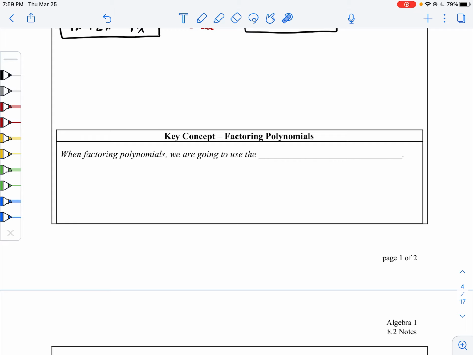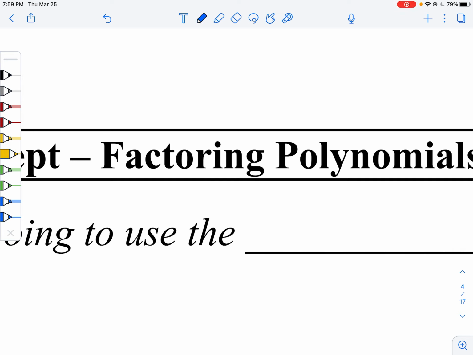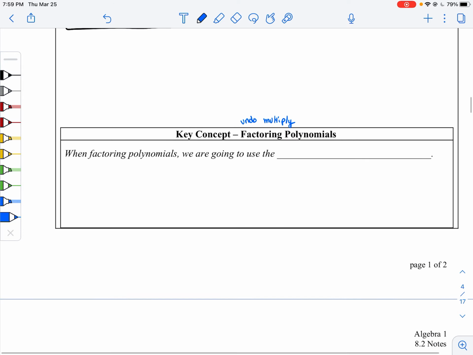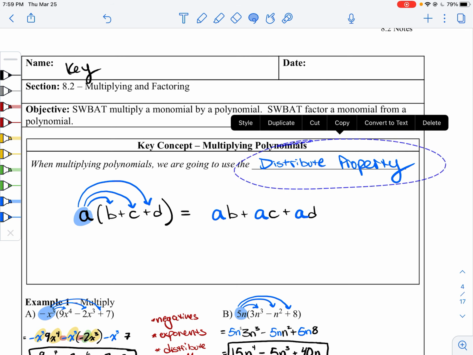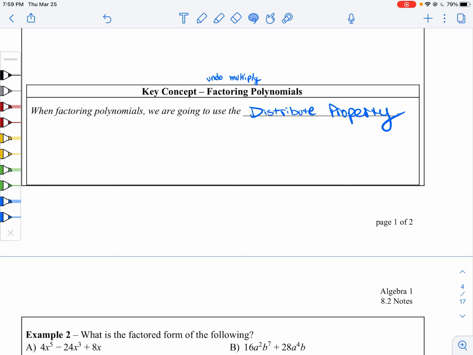So we did multiplication. Now we're going to undo multiplication to factor. So factoring just means undo multiplication. You're going to break it up into its factors. So when factoring polynomials, we're still going to use the distributive property, but we're going to use the distributive property backwards using division.